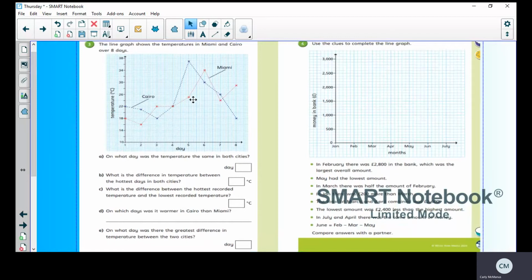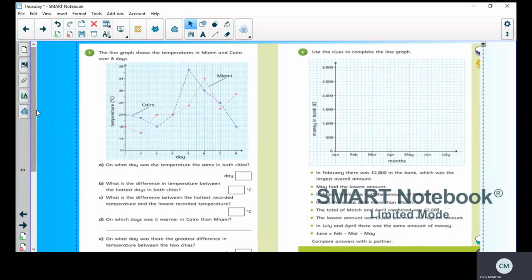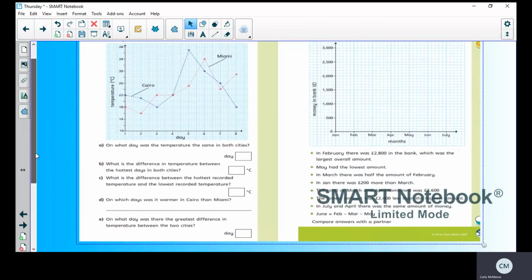On day 5, look, this isn't on 24, it's 1 up, so that would be 25. And then you've got 34, 36, 37 there. So there's a massive gap between the 2 points on that day. So have a look. Then it says use your clues to complete the line graph. So you're going to plot the line graph.